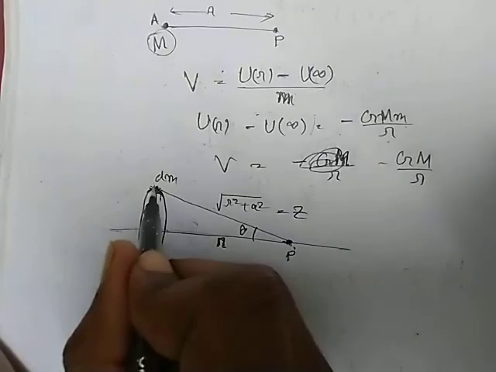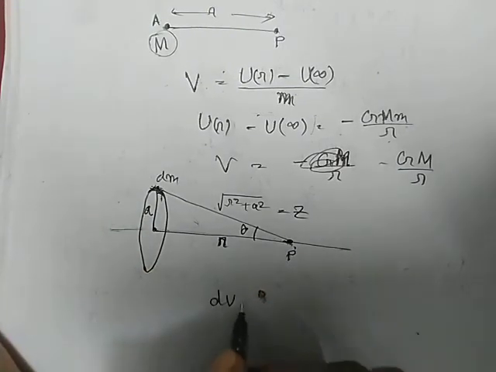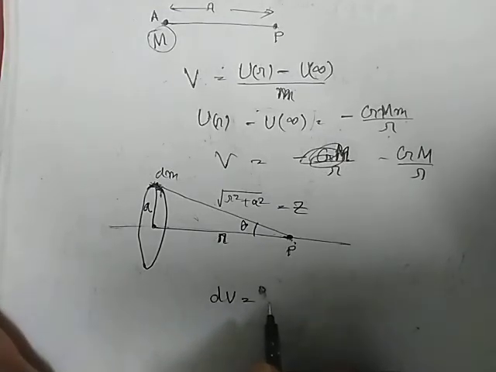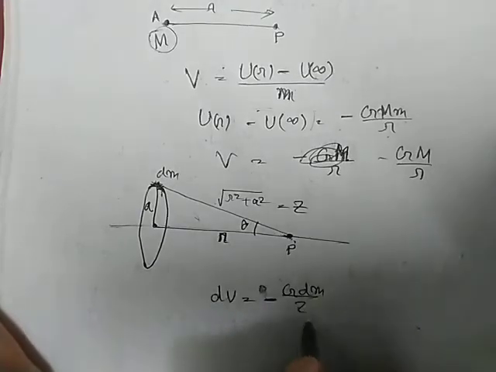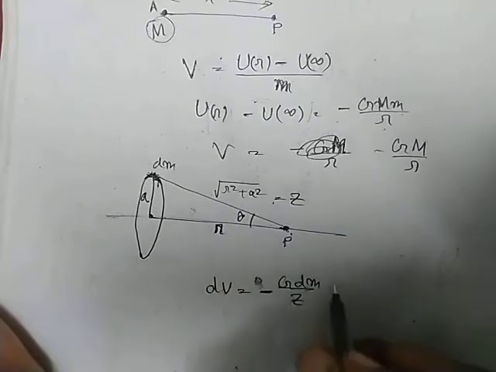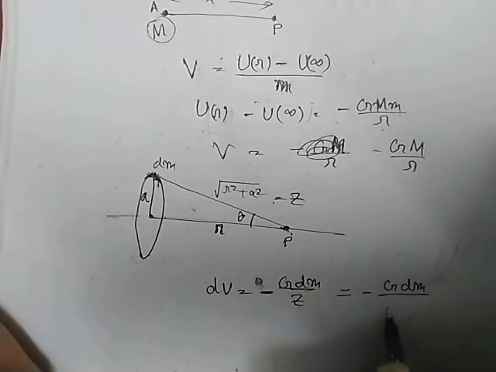Now we can get the potential due to this small mass dm as dV equal to, we have seen just a while ago that the potential is given by minus GM by r. So we can just write minus G dm by z. Z is root r square plus a square, so we can also write minus G dm by root r square plus a square.